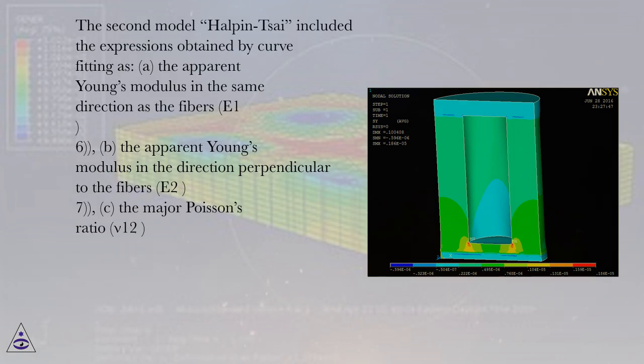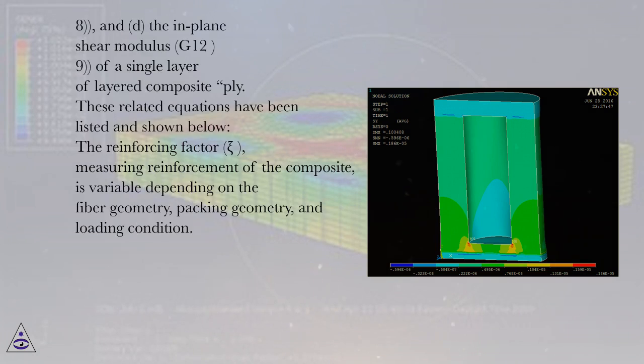The second model, Halpern-Tsai, included the expressions obtained by curve fitting as: A, the apparent Young's modulus in the same direction as the fibers, E1, (5); B, the apparent Young's modulus in the direction perpendicular to the fibers, E2, (6); C, the major Poisson's ratio, Nu12, (7); and D, the in-plane shear modulus, G12, (8), of a single layer of layered composite ply. These related equations have been listed and shown below.